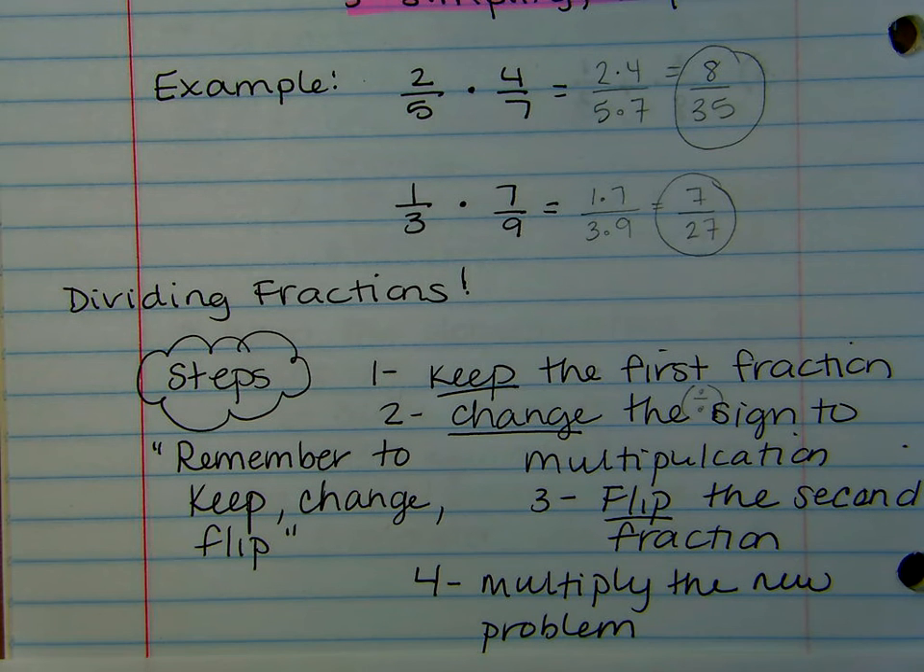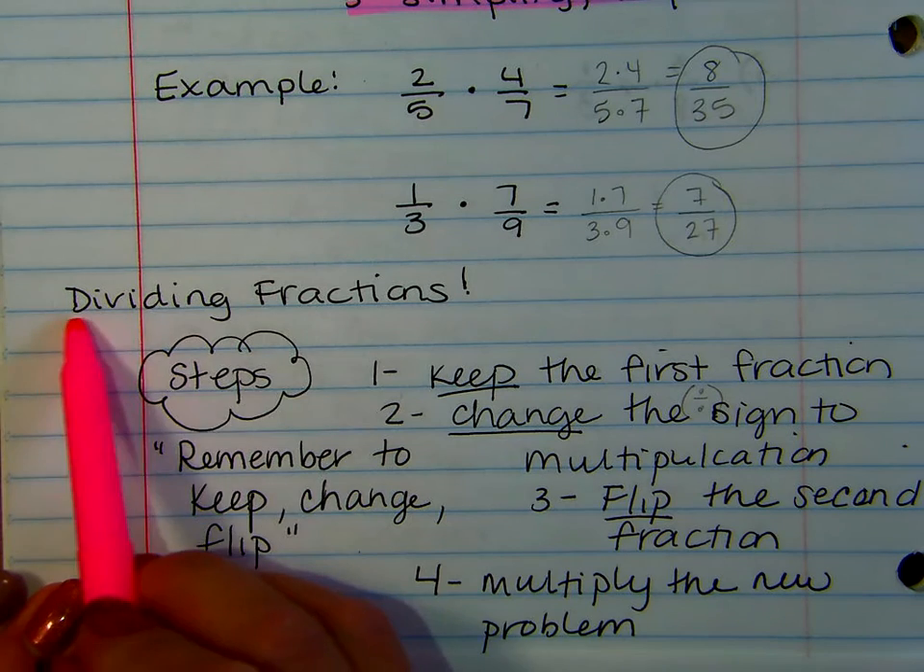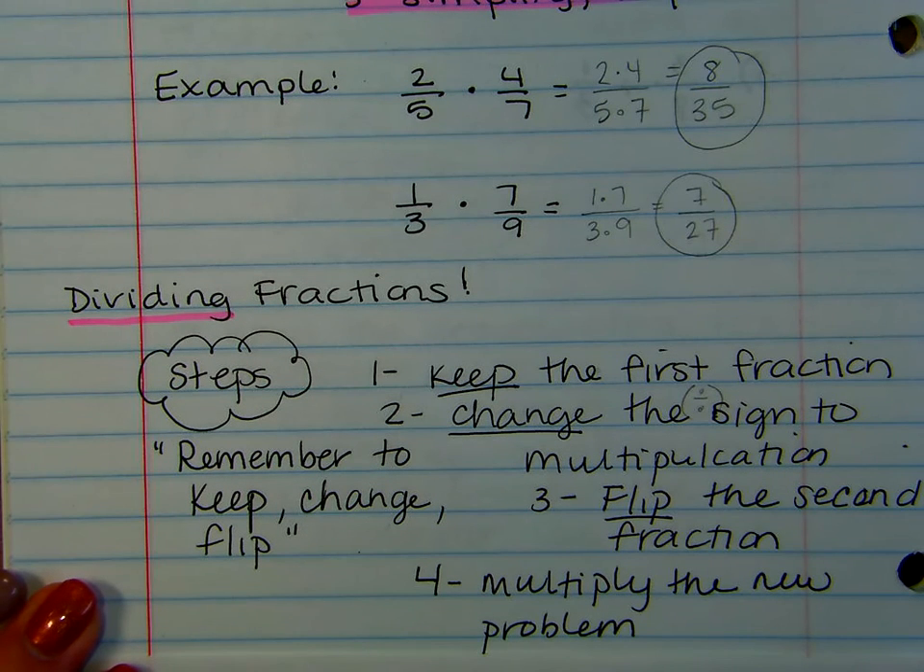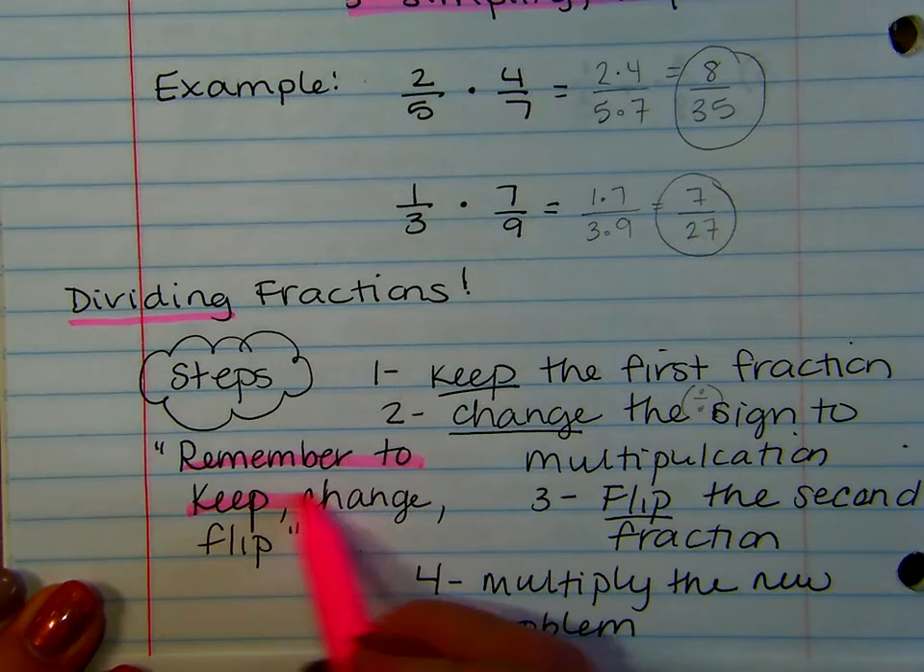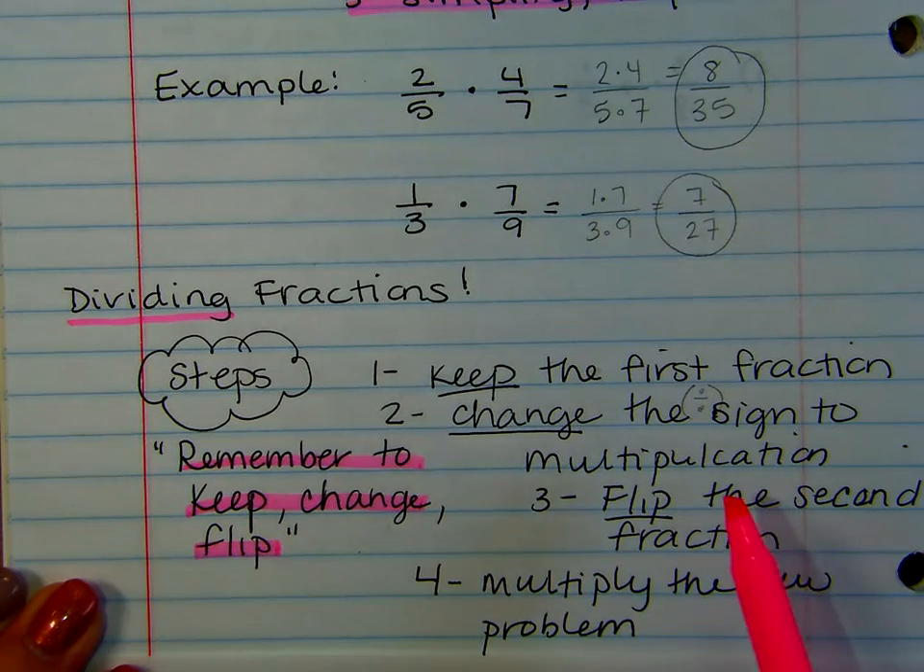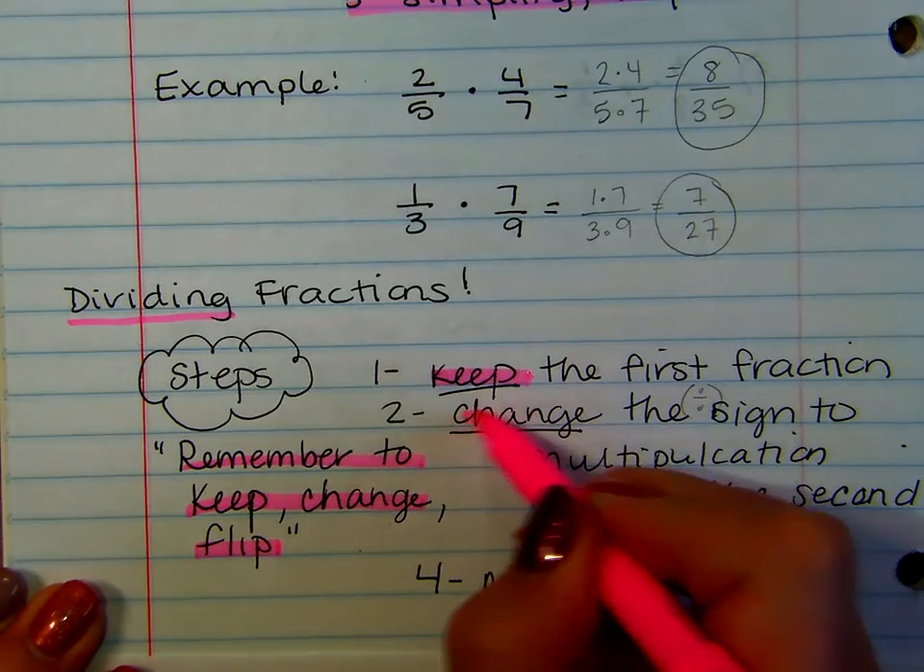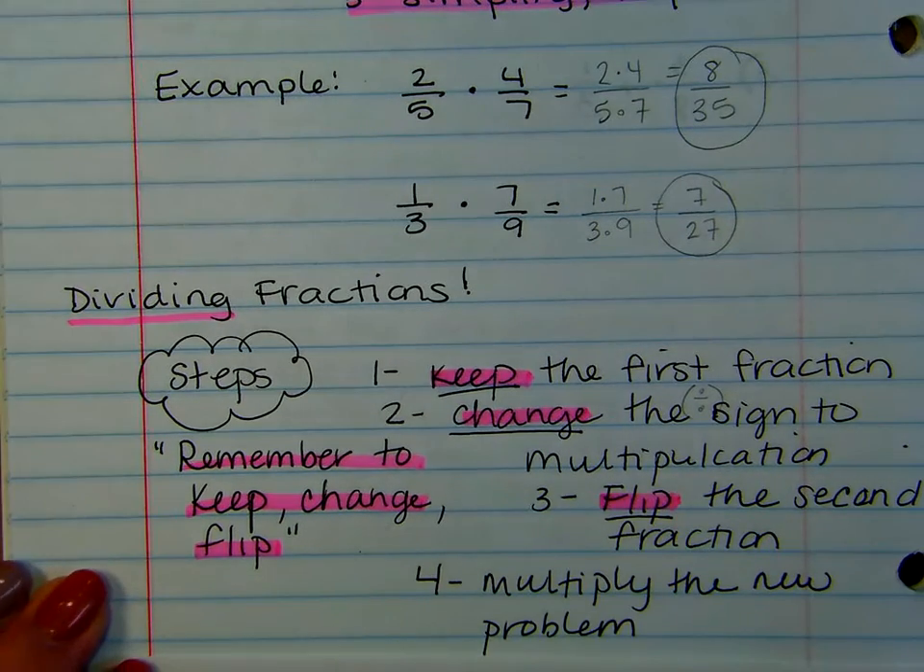Now, before I go ahead and begin flipping my page to go over our fifth step, I'm going to take out my highlighter, I'm going to underline dividing, and I'm going to go ahead and, for me, highlight the remember to keep, flip, and change. You can highlight these parts as well as we go through this.